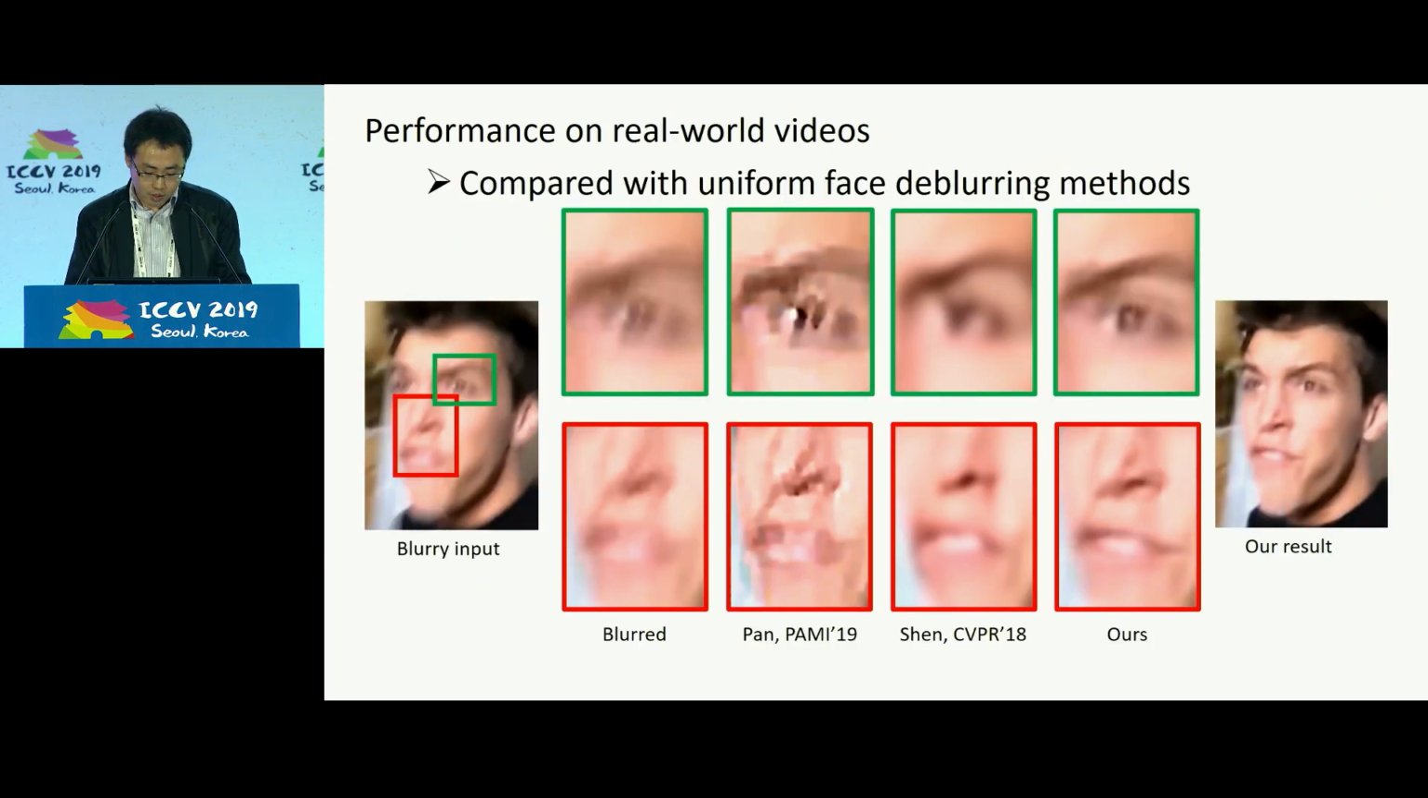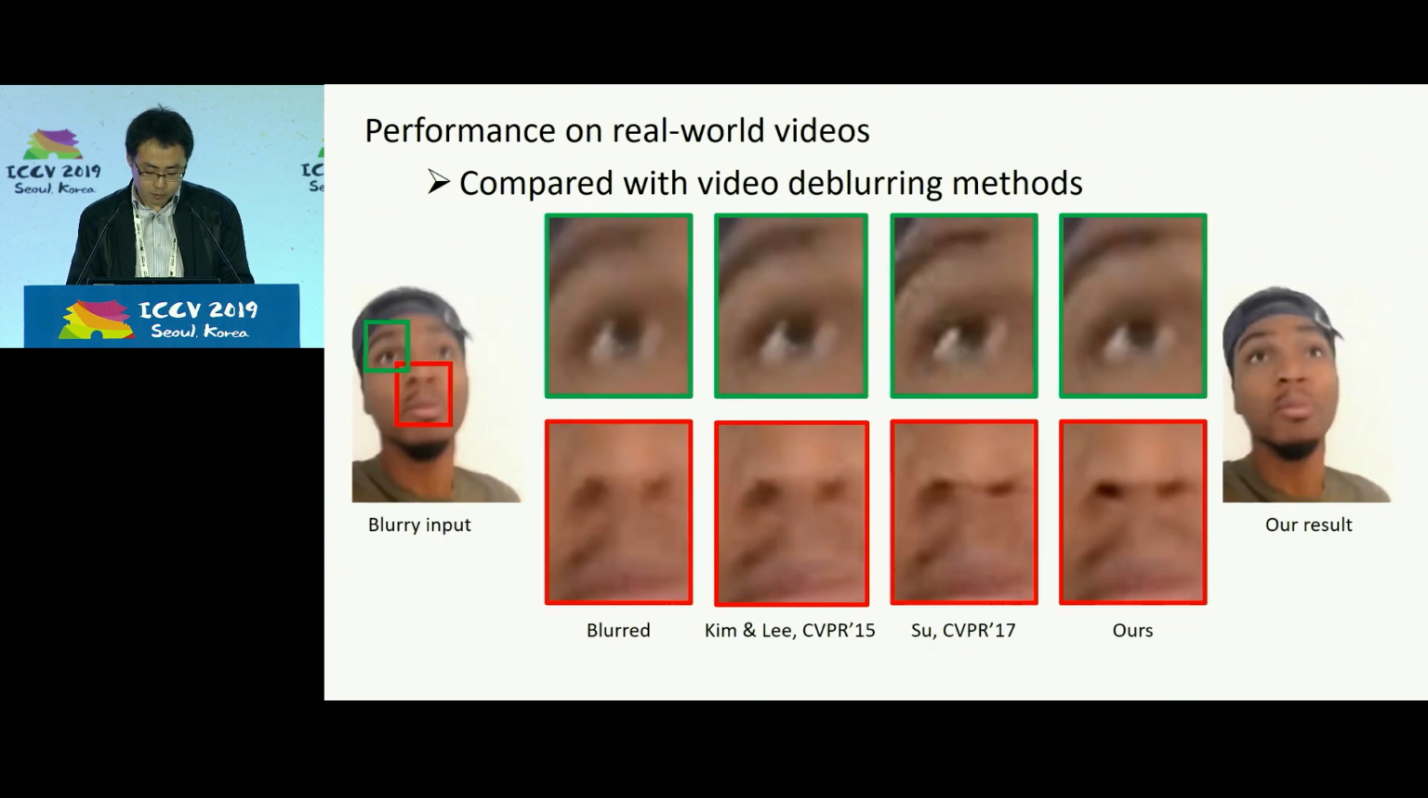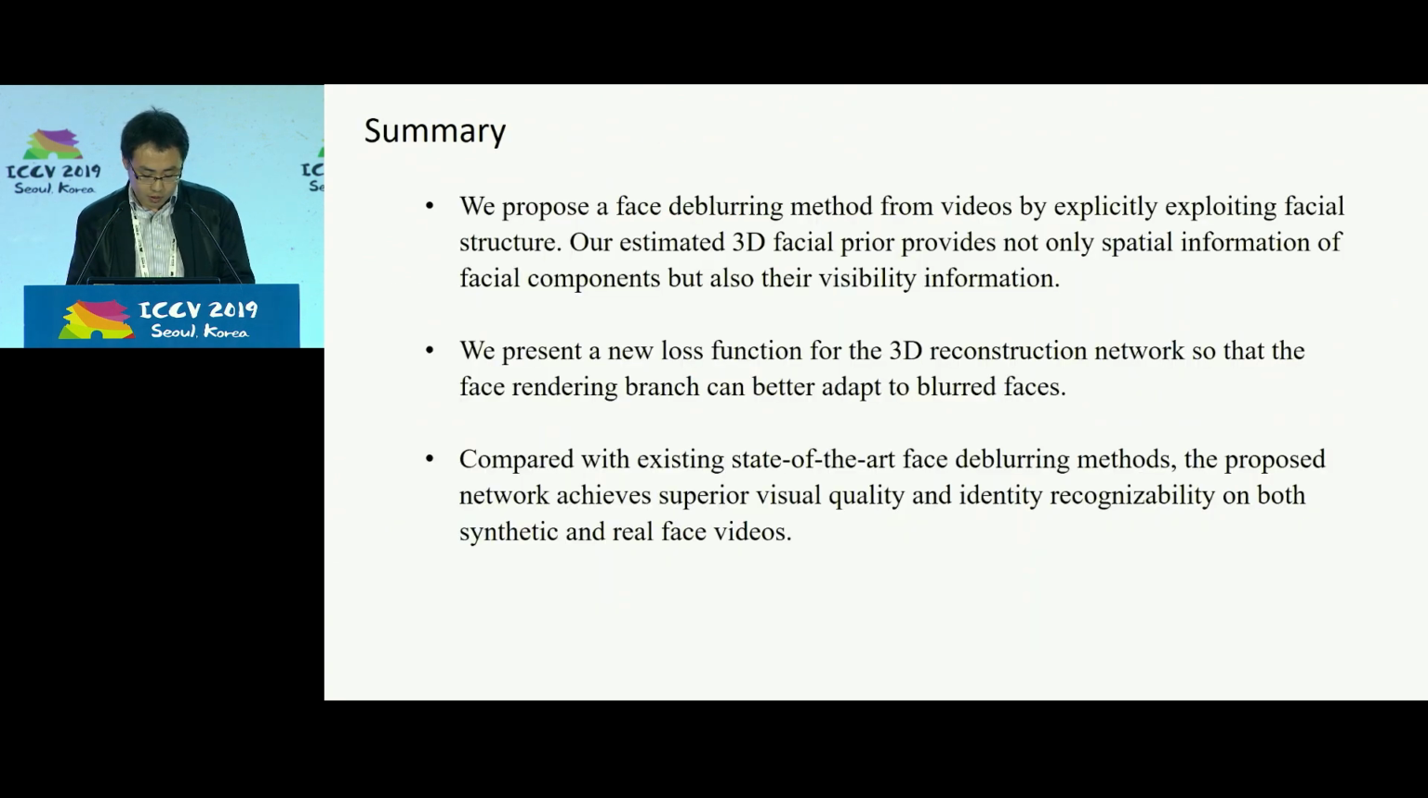We also evaluate our algorithm on real-world face videos downloaded from YouTube. As shown, conventional uniform-based methods generate artifacts in the deblurred results. Even the recent video deblurring methods cannot remove blurs well on real-world videos. To summarize, in this paper, we propose a face video deblurring method by exploiting facial structure. Our estimated 3D facial prior provides both spatial and visibility information of facial components. The code is available at our website.